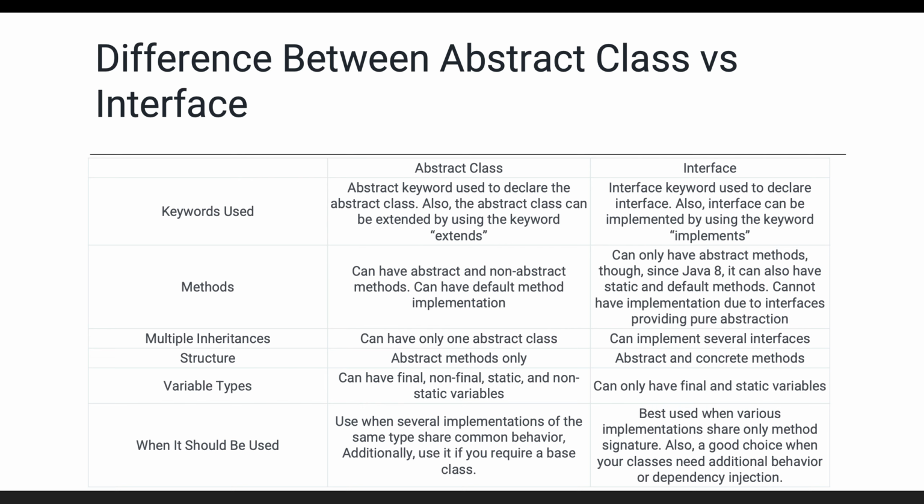And the last difference between the abstract class and interface is when it should be used. In case of abstract class, we use it when several implementations of the same type share common behavior, and additionally if you require a base class. But in case of the interface, it is best used when various implementations share only method signature, not the implementation. It is also a good choice when your classes need additional behavior or dependency injection.